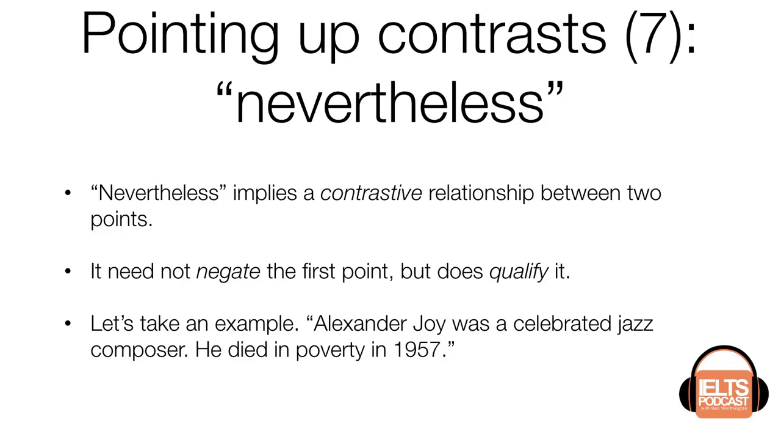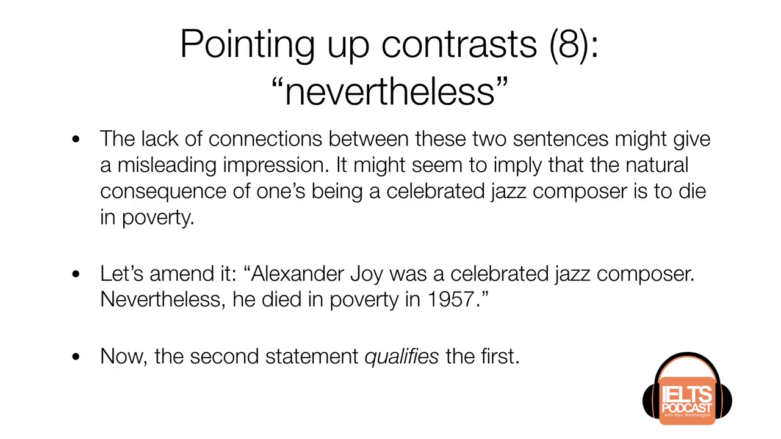So let's take an example. Alexander Joy was a celebrated jazz composer. He died in poverty in 1957. So we've got 2 sentences there. Now, the lack of connections between these 2 sentences might give a misleading impression. It might seem to imply that the natural consequence of being a celebrated jazz composer is to die in poverty.